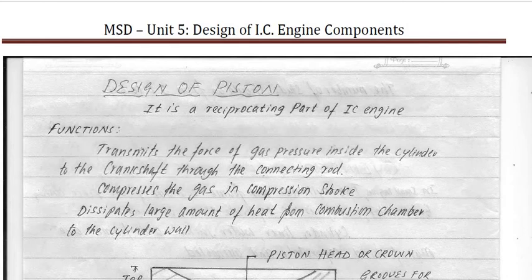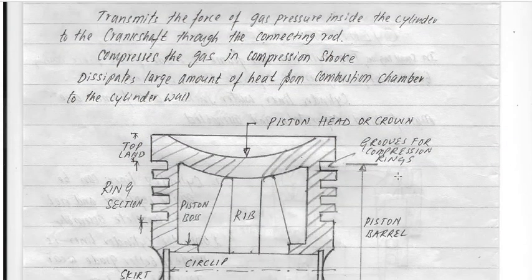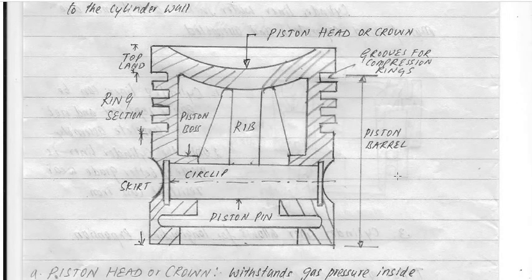What are the functions of the piston? It transmits the force of gas pressure inside the cylinder to the crankshaft through the connecting rod. It compresses the gas in the compression stroke and dissipates a large amount of heat from the combustion chamber to the cylinder wall. Here we can see the construction of the piston.